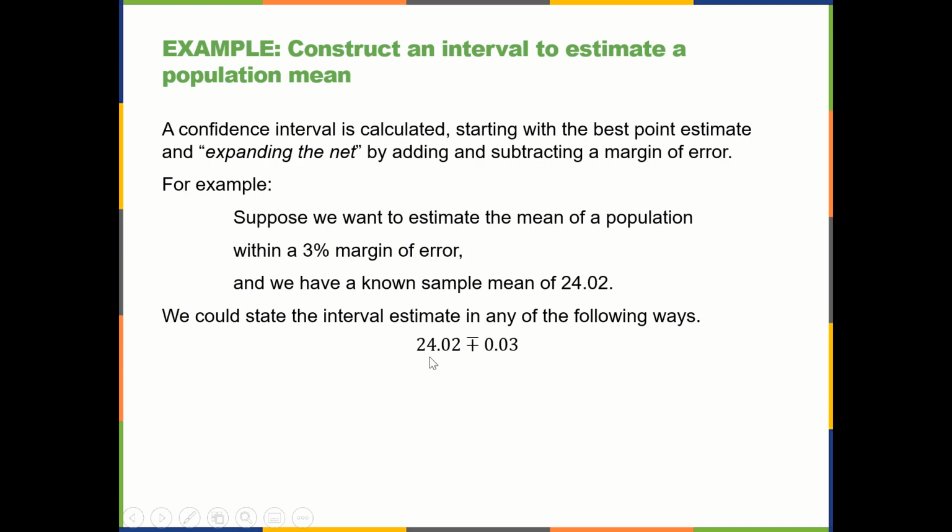We could say the sample statistic plus or minus the margin of error, or we could actually calculate a lower boundary and an upper boundary and write it in interval notation with the symbol for what we're estimating in between. Notice that's the population mean symbol, because that is what we're trying to estimate. If we calculate the lower boundary, we have 23.99, and calculating the upper boundary, we get 24.05. We could also state it this way in interval notation.